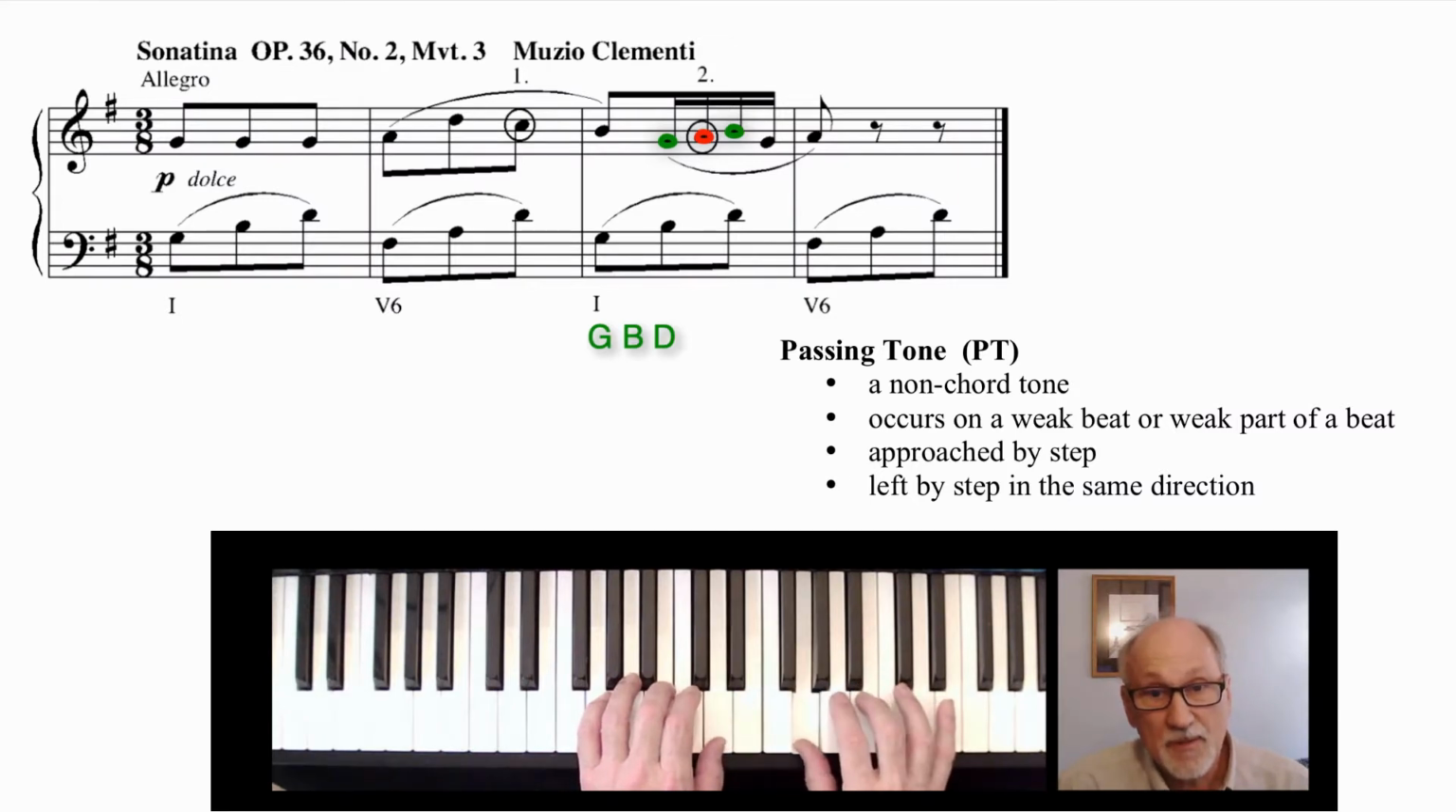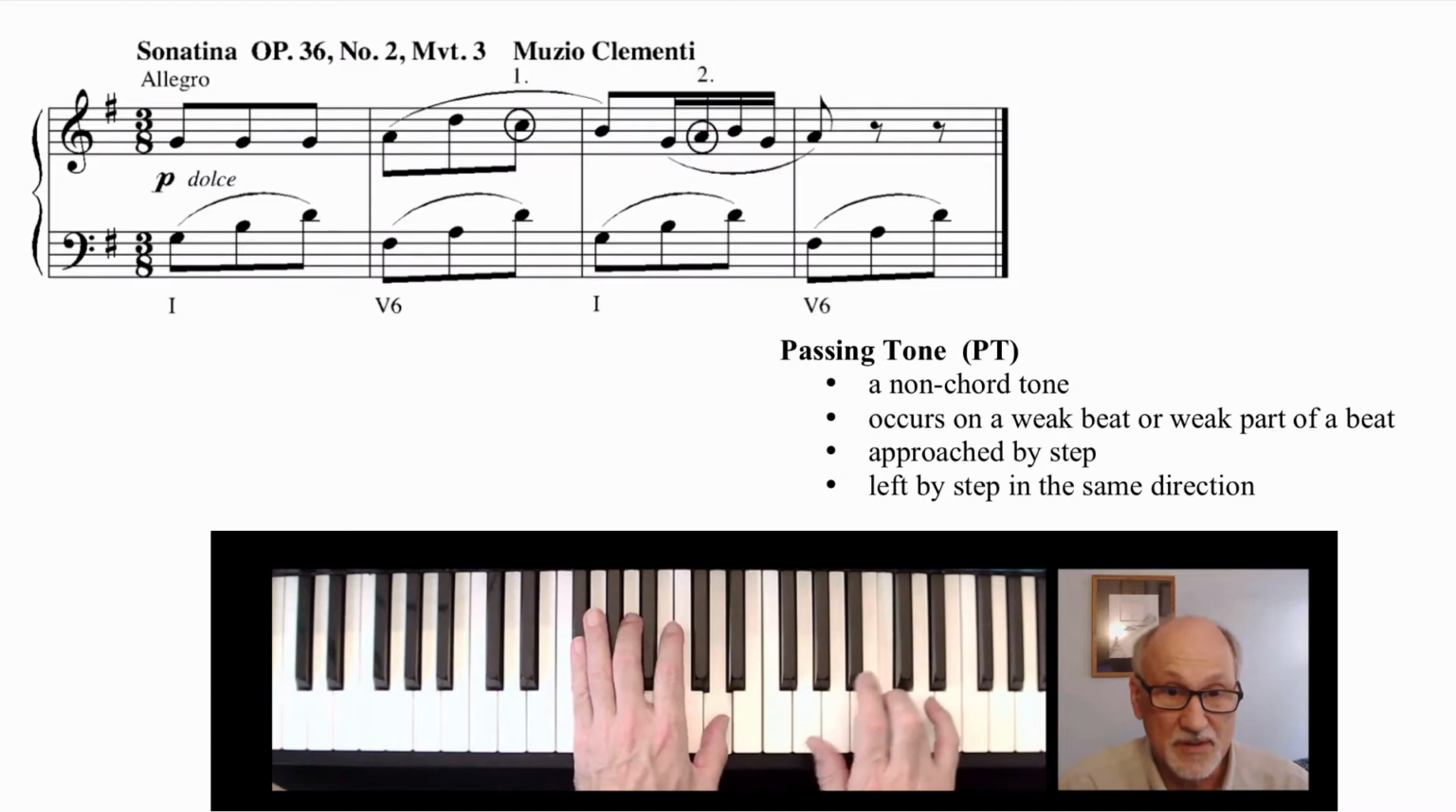It's approached by step. In other words, we go into the dissonance by step, and then we leave it by step again, and it's all in the same direction. So those are all the hallmarks of a passing tone. Another way to think of a passing tone is you have the interval of a third, and you're filling in the middle note.